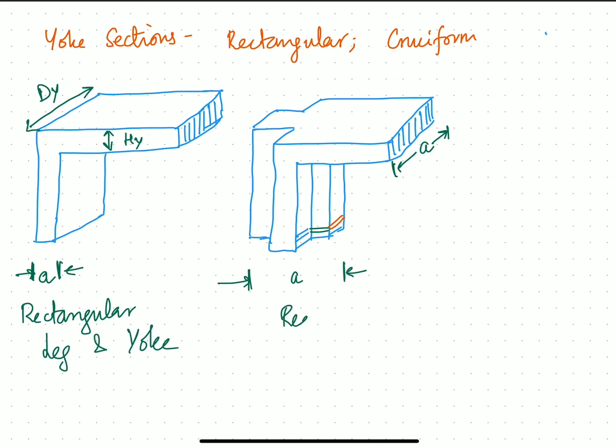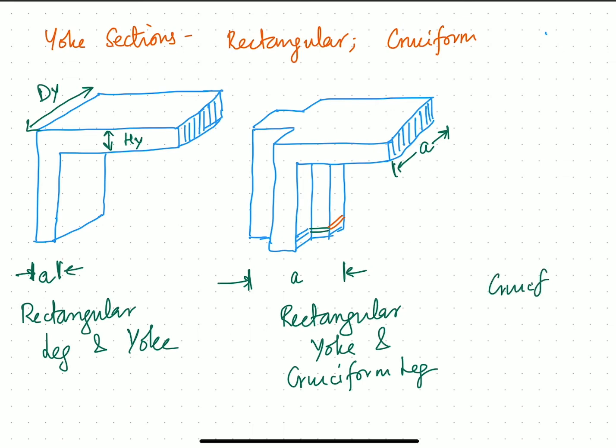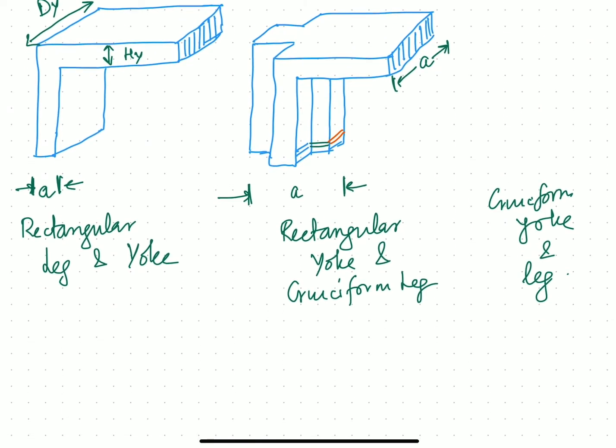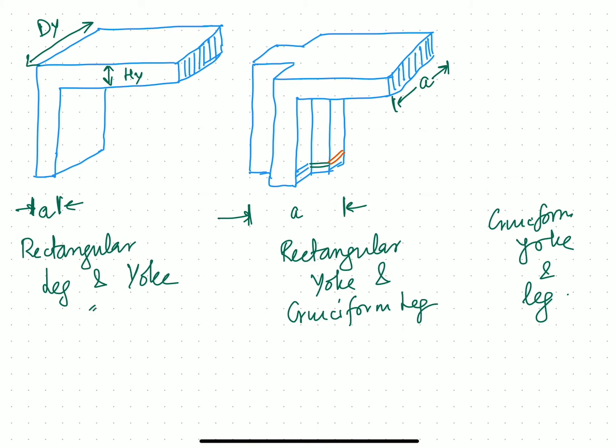This is the rectangular yoke and cruciform leg. Of course, you can have cruciform yoke and cruciform leg as well. I will not draw this here, so you understand the point. This is a rectangular leg and yoke. This is a rectangular leg and a cruciform leg. Rectangular yoke and cruciform leg. All right.